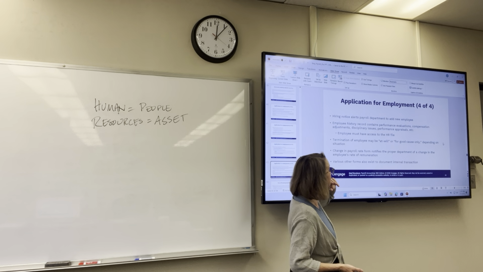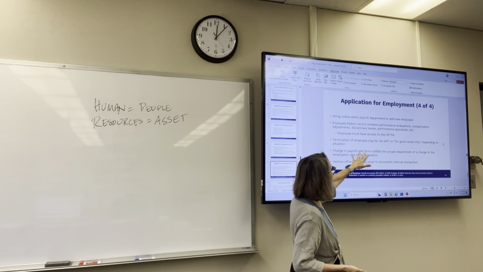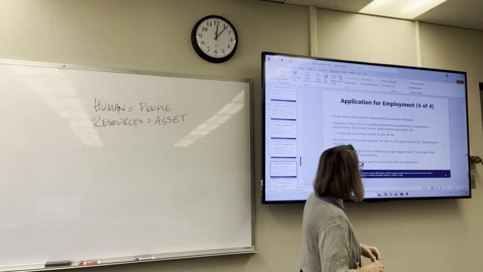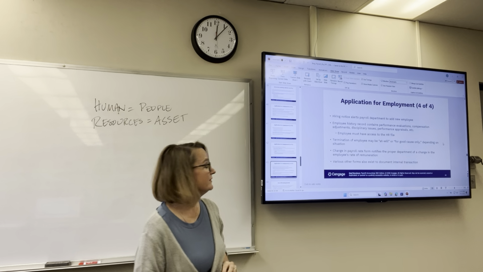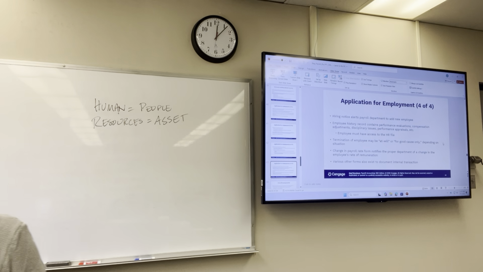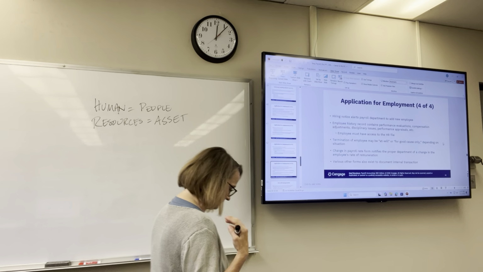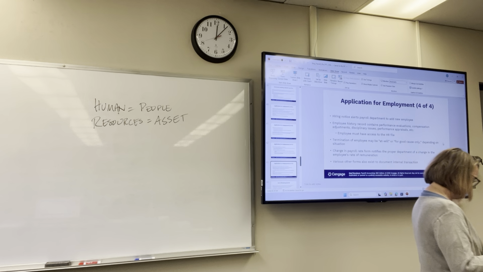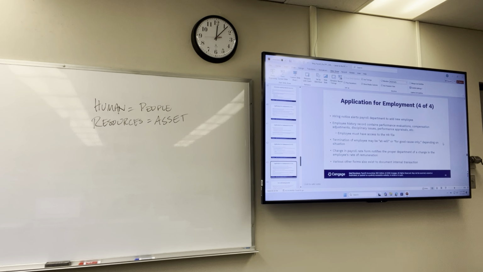Termination of employees, again, they talk about here, termination of an employee may be at will or for good cause only, depending upon the situation, also depending upon the jurisdiction and the state that they're in. Iowa is what we call a right to work state, which is kind of a misnomer. Right to work sounds like everybody has the right to work. Actually, that's not what it means. It means kind of the exact opposite, that you don't have the right to work. That you can be fired for any reason. The employer doesn't really have to have a reason for terminating you.